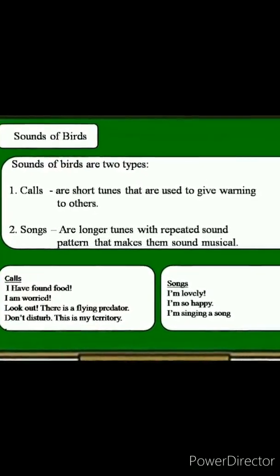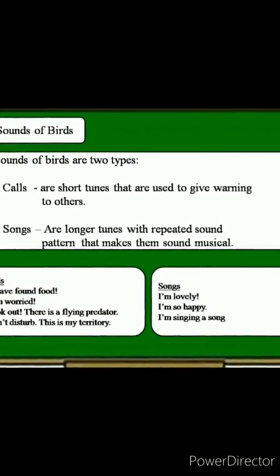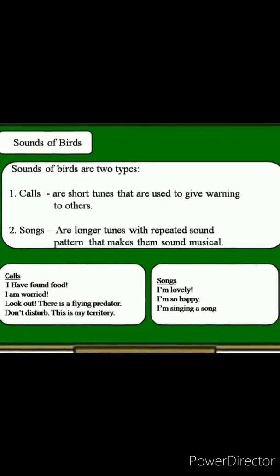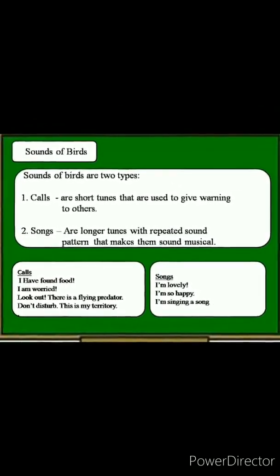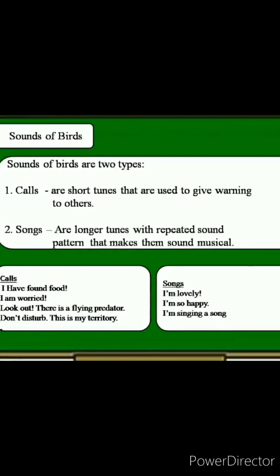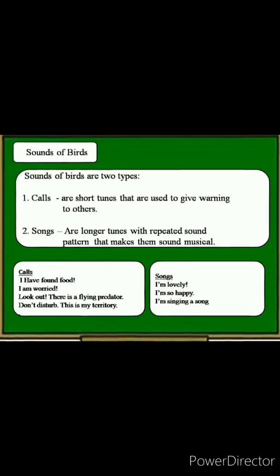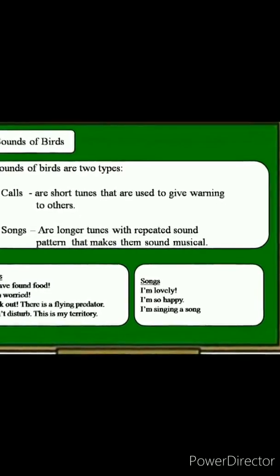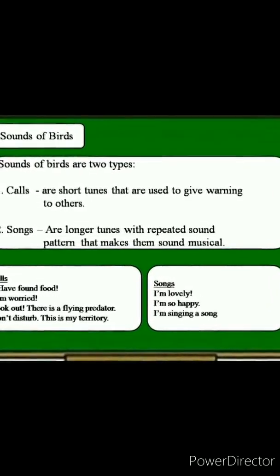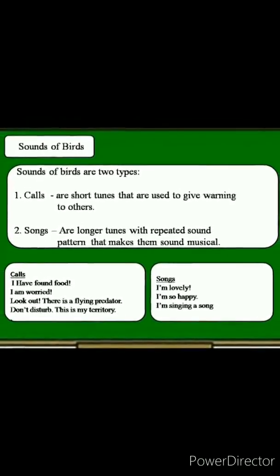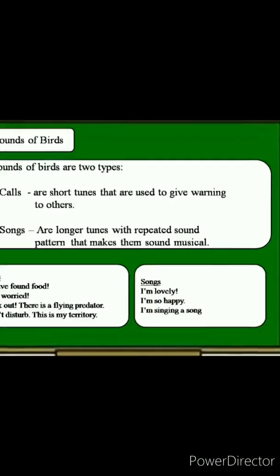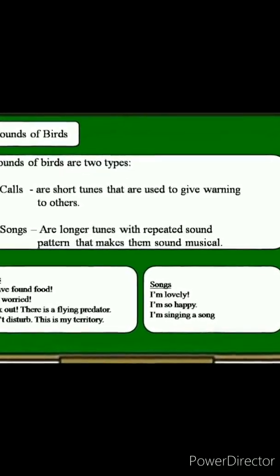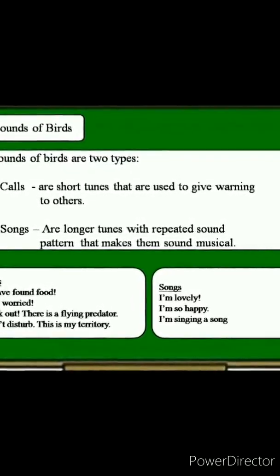Now we are going to see the last part of this lesson, the sounds of birds. How do we recognize different kinds of birds or animals? We can recognize them through their color or sound or shape. The sounds of birds are of two types. The first one is calls. Another one is songs.